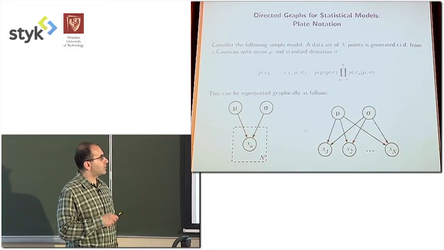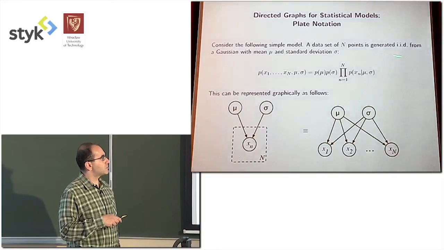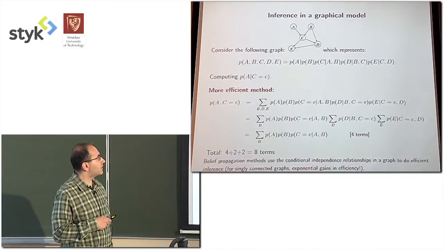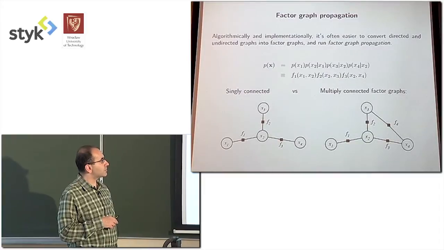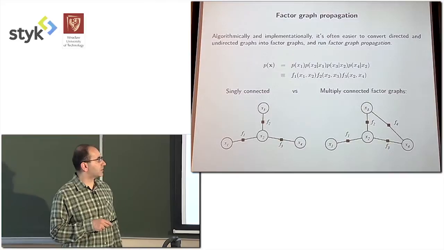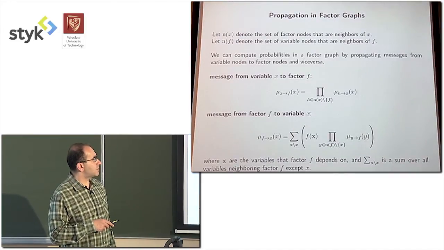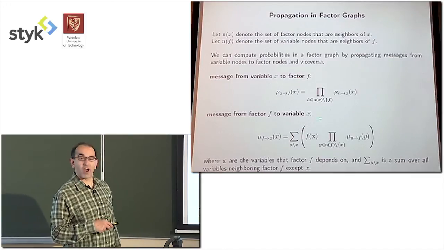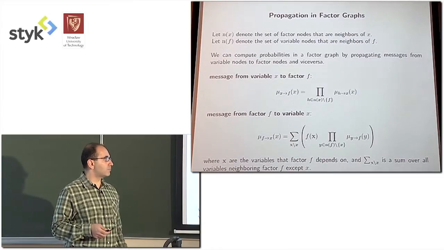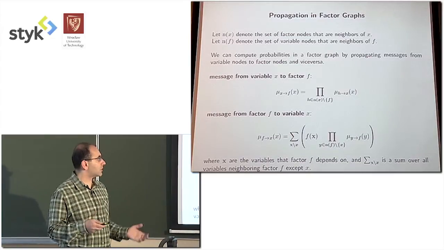Then we talked about the use of graphical models to describe a sort of statistical model. Then I talked about inference in graphical models, the idea of singly connected graphs versus multiply connected graphs. And then the equations for factor graph propagation, which is simply derived from the sum rule and the product rule and the structure of the graph. That's where it comes from.